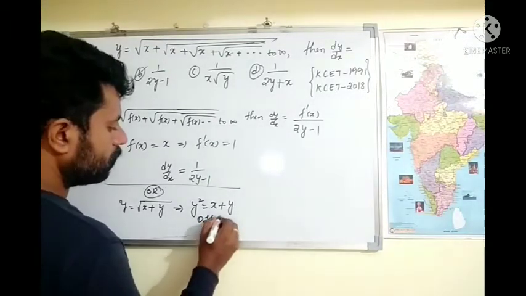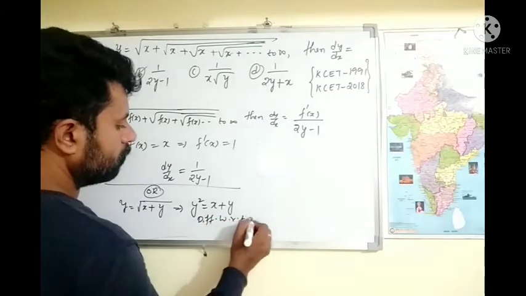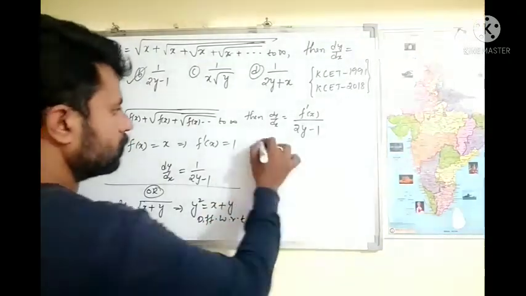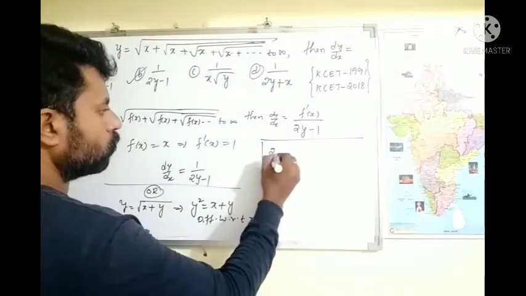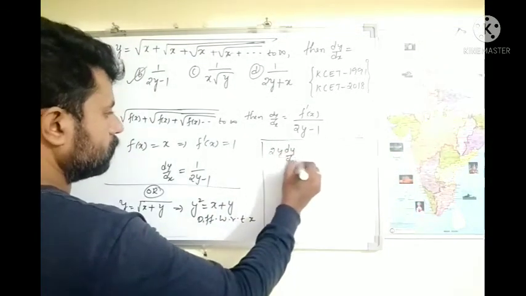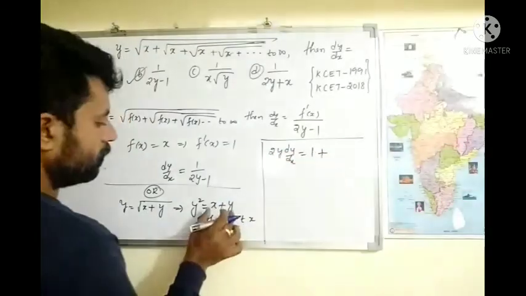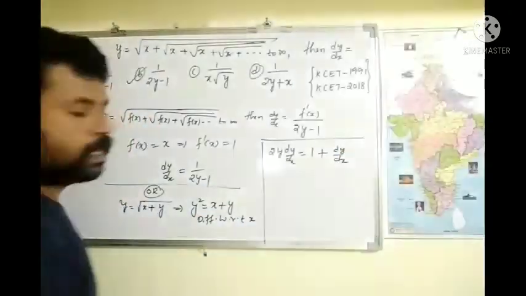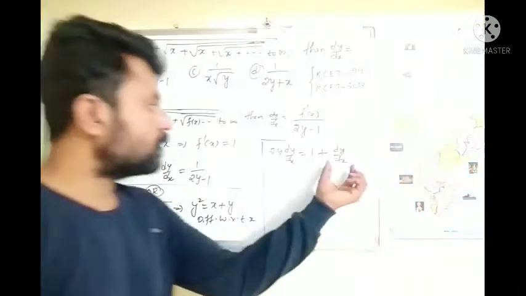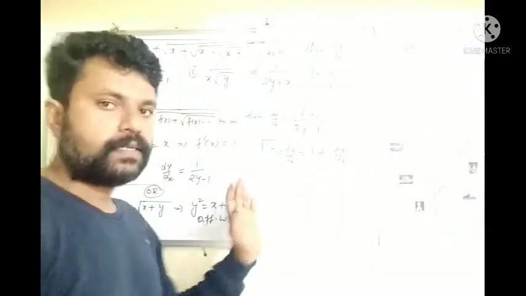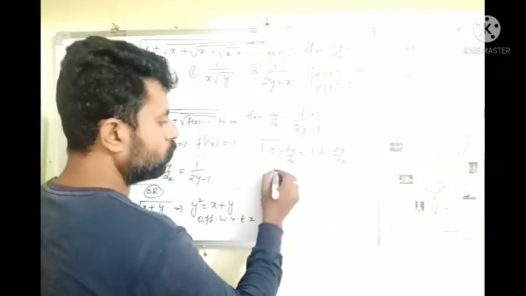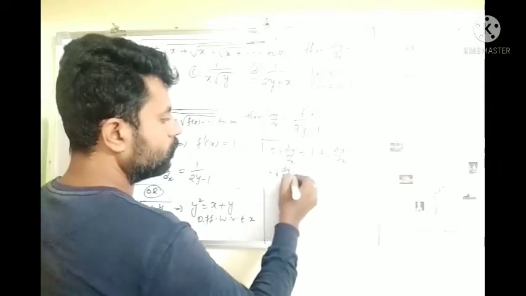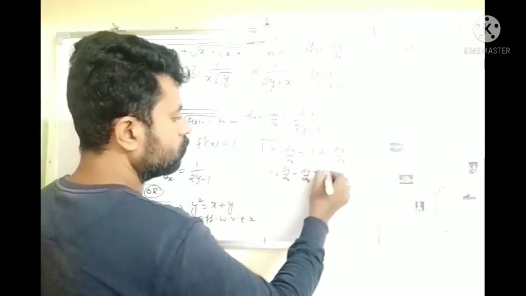Differentiate with respect to x. Here we get 2y into dy by dx is equal to 1 on the right hand side, since the derivative of x is 1 and the derivative of y is dy by dx. Next, this dy by dx term we take to the left hand side, so we get minus dy by dx. 2y dy by dx minus dy by dx is equal to 1.